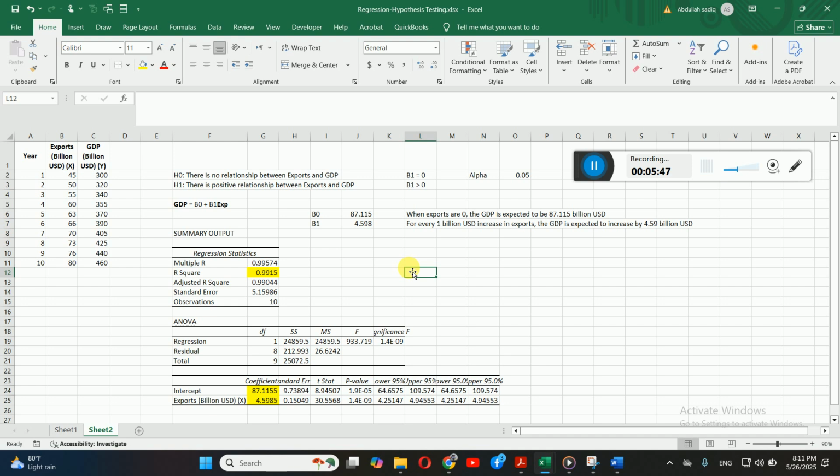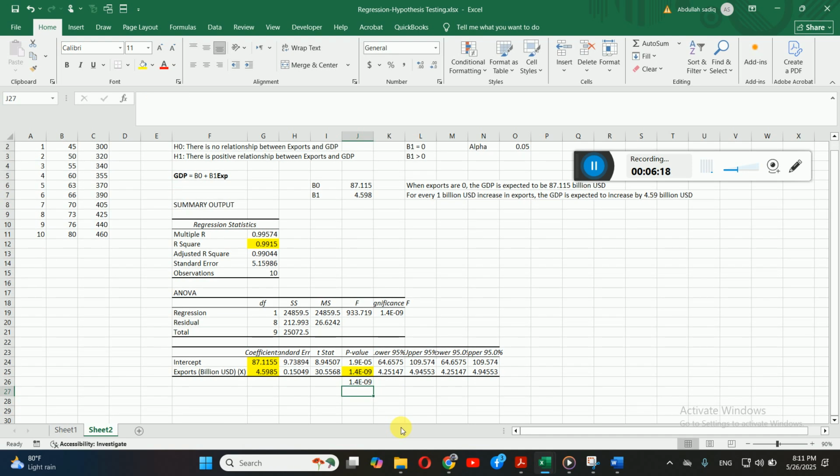Now since beta 1 is 4.598, it means there is a positive relationship, and the interpretation is clear. But keep in mind whether this relationship is significant or not. You should check the p-value. This is our p-value. This 1.4 can be written like this: 0.000045678, and then you write the 1.4 in this way. Once again, let me show you. The p-value, dear student, is way less than 0.05, which is the significance alpha. So we reject the null hypothesis.